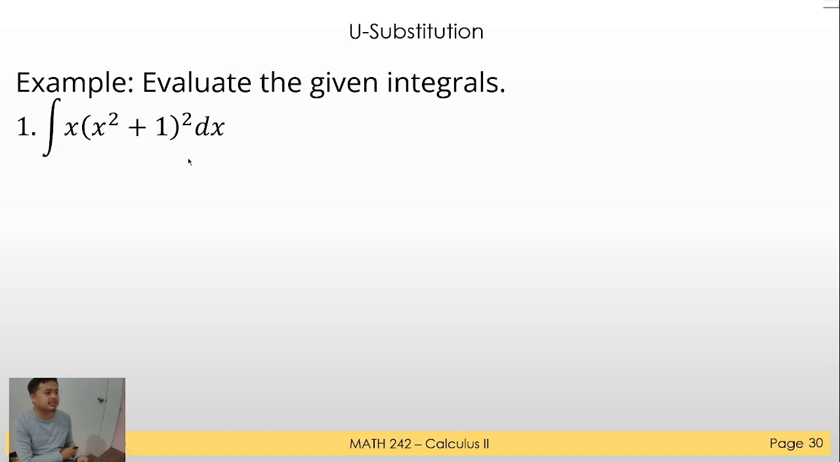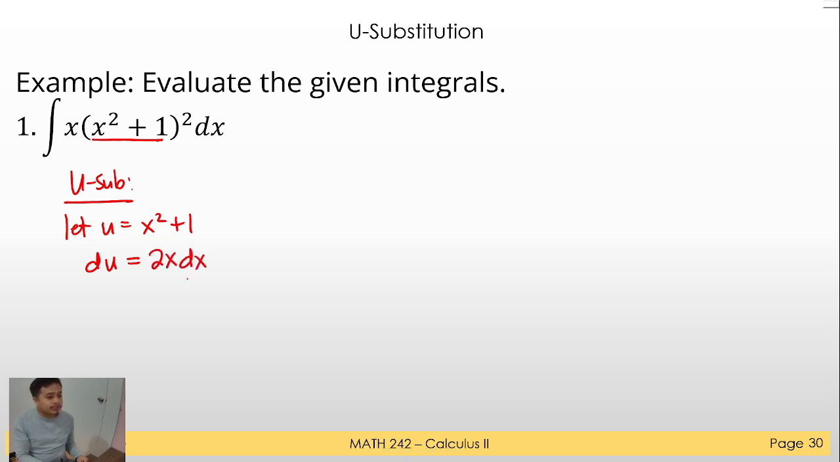We have this integral of x times x squared plus 1 squared dx. Okay, so in here, we could replace this x squared plus 1 with u, so that our integral can reduce into its polynomial form, no? So we could let this as our u. So by u sub, we have to let u is equal to x squared plus 1, and then find the derivative of u. So du is equal to, so derivative of this is 2x.